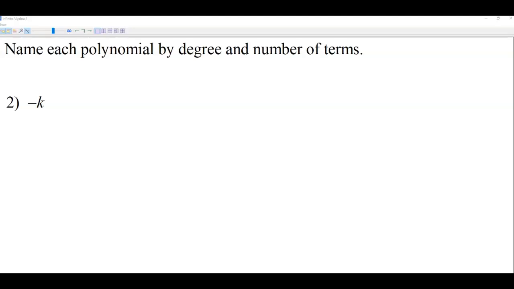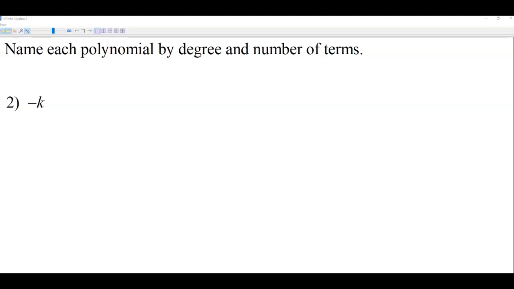I'll be going through the even problems. The odds are there in case you want a little extra practice, with the answers for those included at the end. I wouldn't watch the video just to get the assignment done. I would try it on your own first and then just come to the video if you get stuck on something, or maybe just to check your answers. But without any further ado, we'll get started.